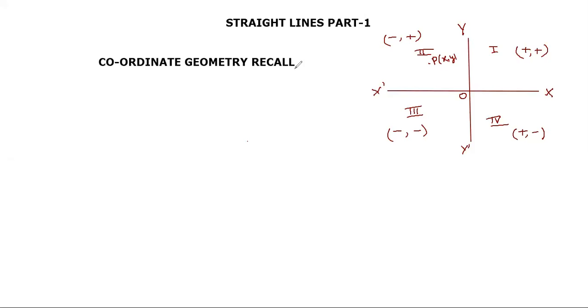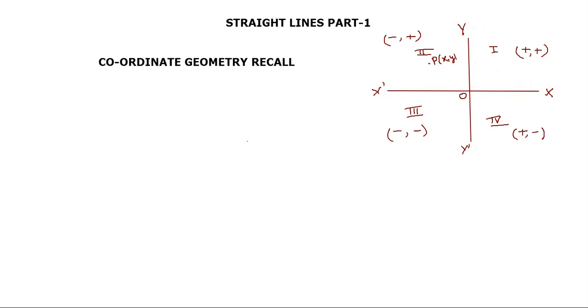Coordinate geometry, we have to recall the coordinate geometry. As you are seeing on your screen, this is your x-axis and this is the y-axis. They meet at the origin. This is O, the origin, whose coordinates are 0, 0.